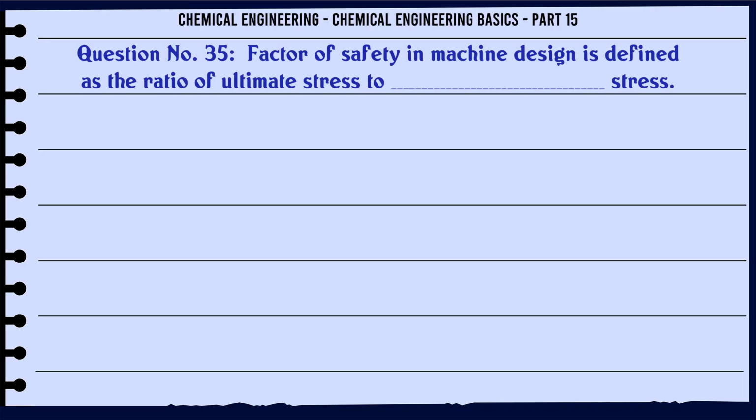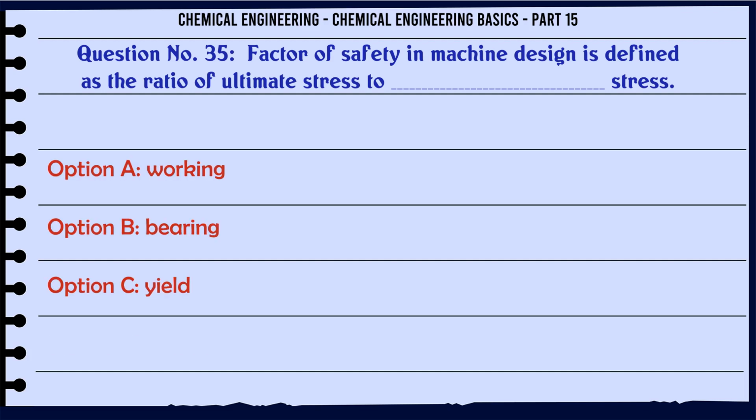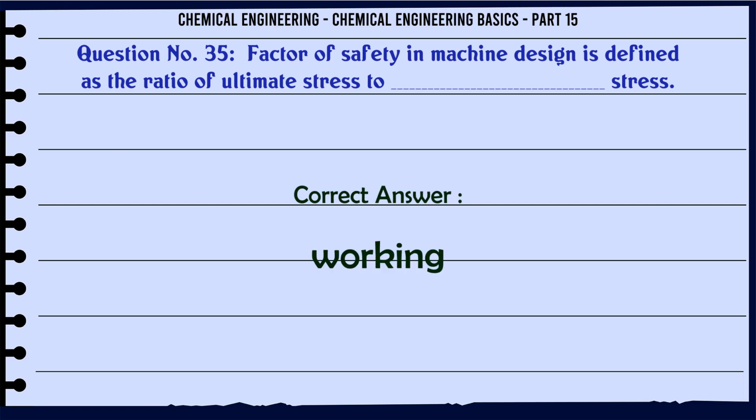Factor of safety in machine design is defined as the ratio of ultimate stress to stress. A. Working. B. Bearing. C. Yield. D. None of these. The correct answer is working.